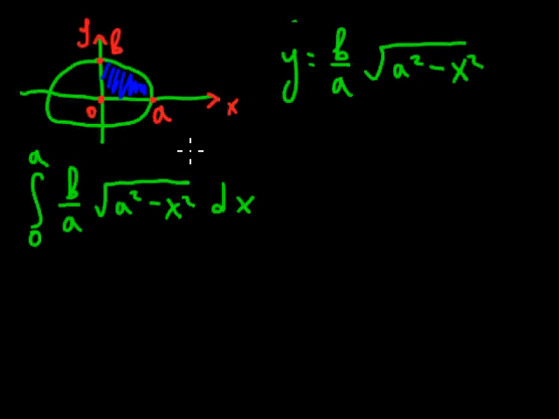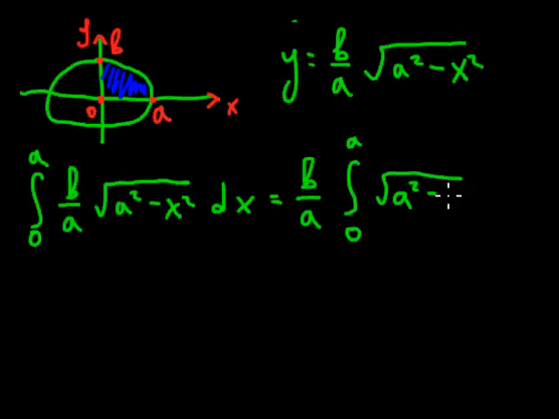That's it, all we have to do is just calculate this integral, and it gives us this area. So let's do it. First thing we can do is factor out b over a, because it's just a constant. Factor it out, and have this integral from 0 to a of square root of a squared minus x squared dx.